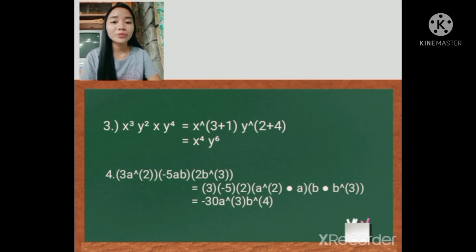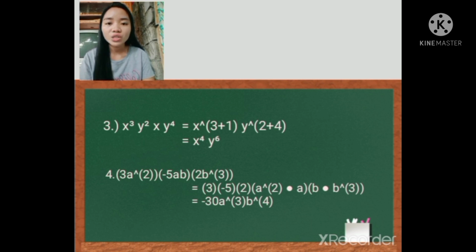Let's proceed to number 3. Our given is x cubed y squared times x times y to the power of 4. So, let's solve. We have x cubed times x, so we have x to the power of 3 plus 1. Then, y squared times y to the power of 4, we have y to the power of 2 plus 4. So, our answer is x to the power of 4, y to the power of 6.